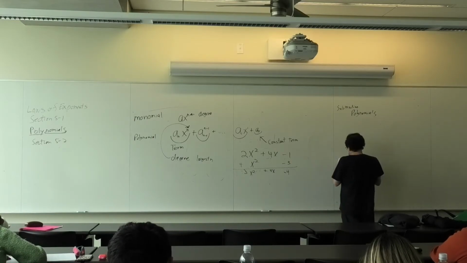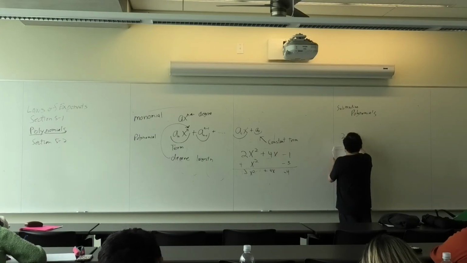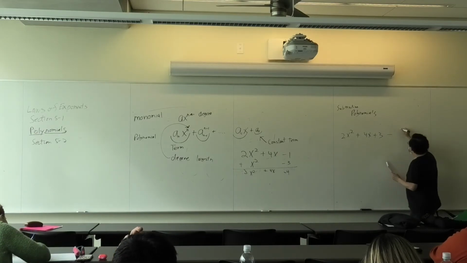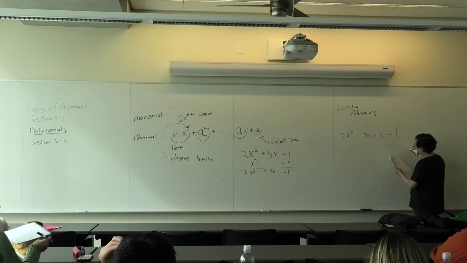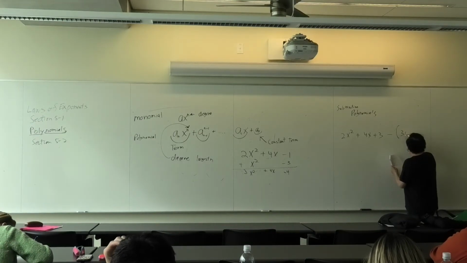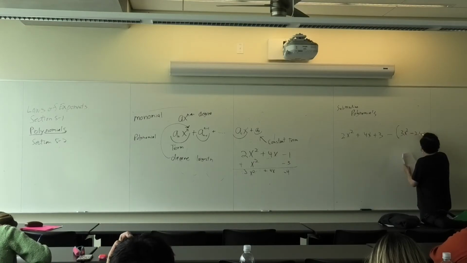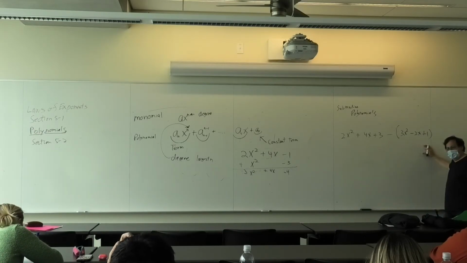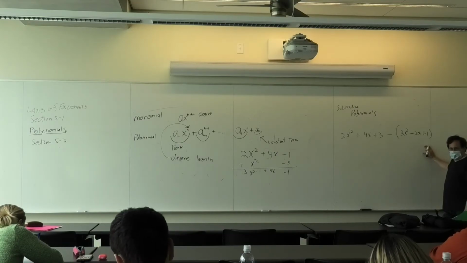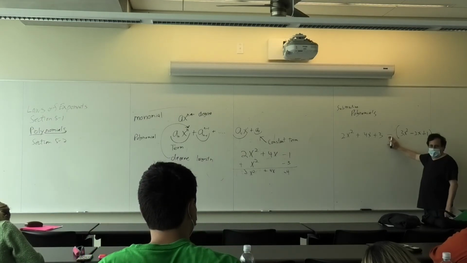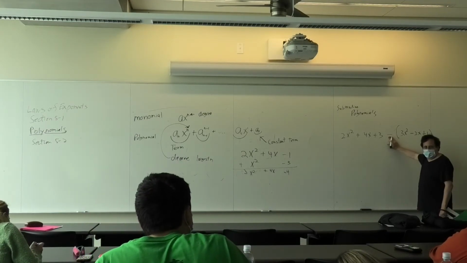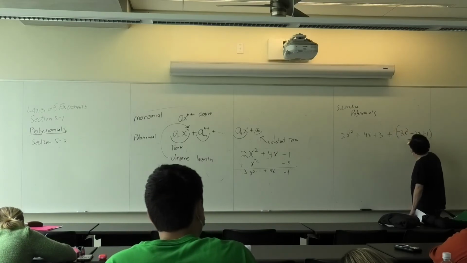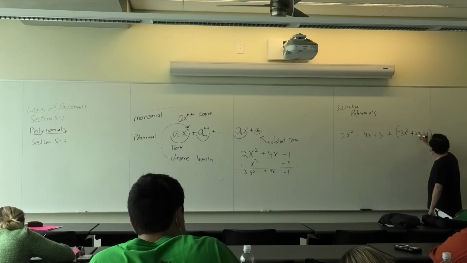So my example here is pretty simple. 2x squared plus 4x plus 3, and then I want to subtract, and I'm going to put parentheses here so I don't make a mistake, 3x squared minus 2x plus 1. Now, if you're going to do it this way, I suggest you distribute this minus, right? This becomes a plus, this becomes a minus. Since it was already a minus, it becomes a plus, and it becomes a minus.